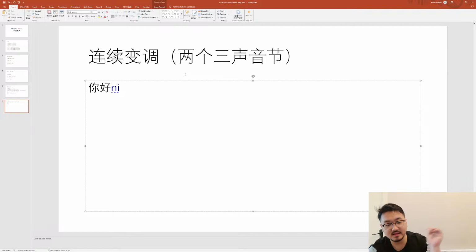So third tone, 你, third tone, and then 好, right? Third tone. If you have to write it down, that will be 你 and 好, third tone and third tone. But think about it, it's really hard for a human to pronounce this. 你好. I can't pronounce it without moving a little bit. That's really hard to pronounce.